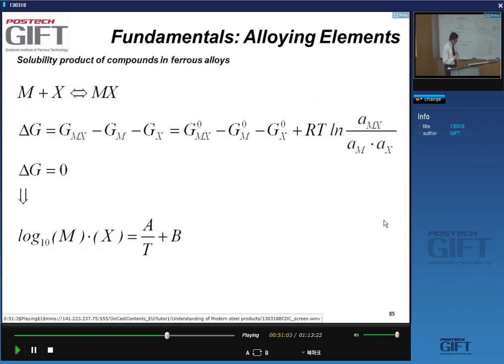All right. Now we've talked about the elements as substitutional elements or interstitial elements, and we also talked about carbides. So what is important about carbide formation? Well, you have to think about carbide formation, or any precipitation in the solid state in the steel, as being a chemical reaction.